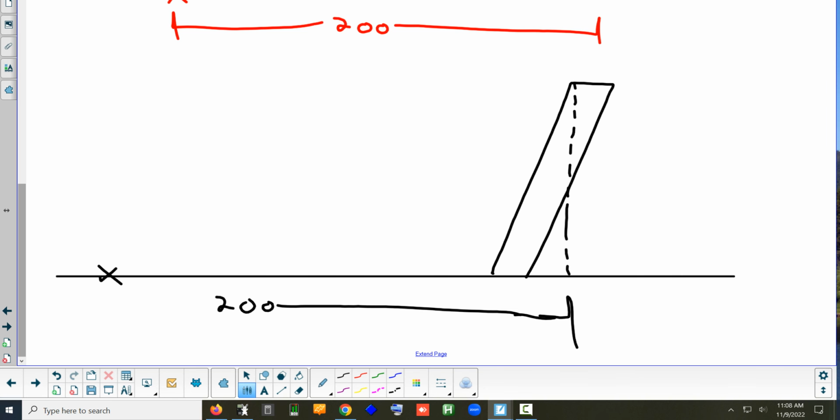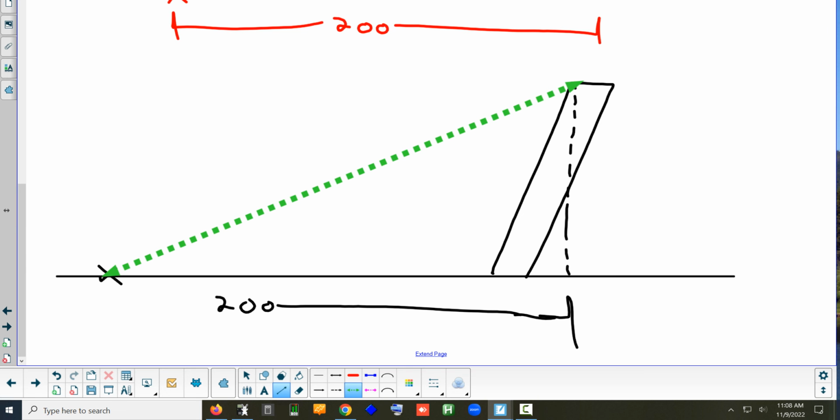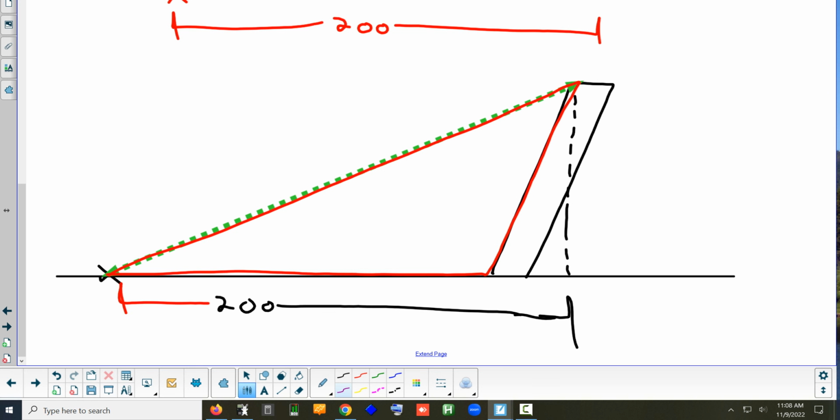So 200 feet away from the top of that tower that's closest to you. The problem this time is you don't have a right triangle. So this problem gets a little bit harder. The triangle is right here. And knowing how far you are from the tower and knowing this angle isn't enough. You can't solve that. You need one more piece of information.